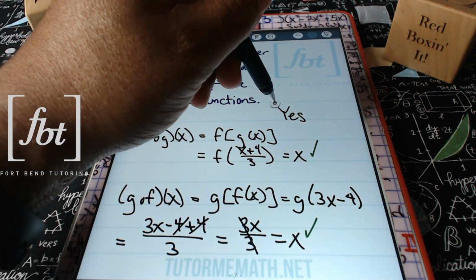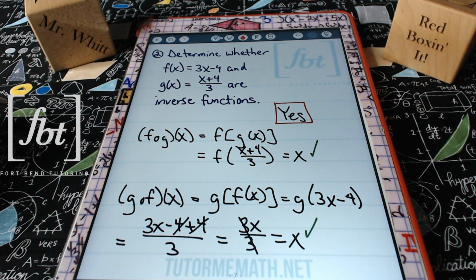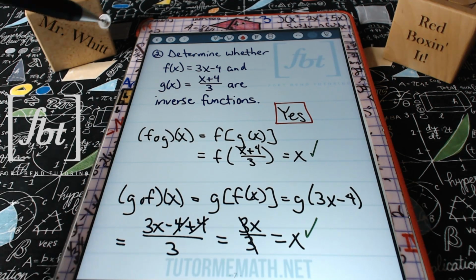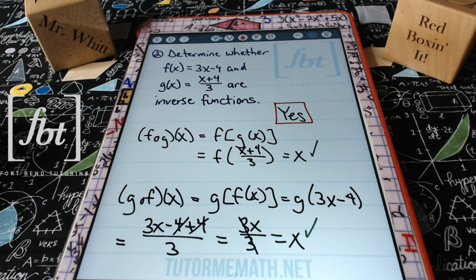Red box it. Got a box that is red around the answer. There you go. So that's all you need to do when asked to determine if two functions are inverse functions. You can use the algebraic method of using your compositions to see if they both equal x.